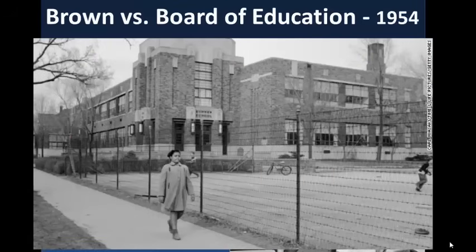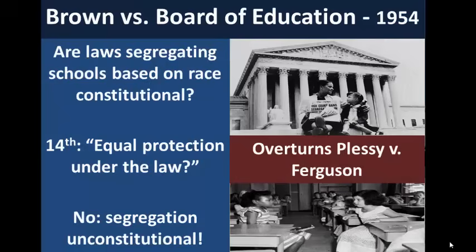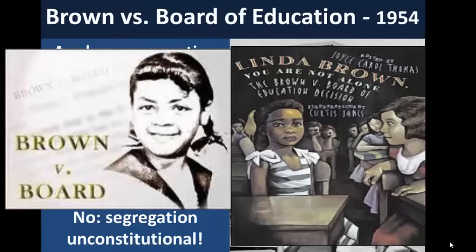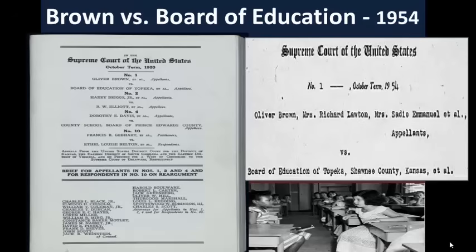Linda Brown, a 7-year-old girl from Topeka, Kansas, who was forced to go to an all-black school despite the fact that she lived right near an all-white school, was the name chosen to represent these different lawsuits because hers was a case that wasn't in the South but was in the Midwest, and the court wanted to send a message that this wasn't just a Southern problem.